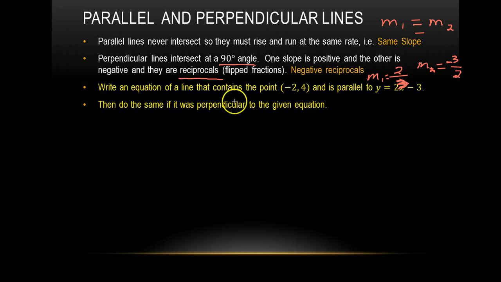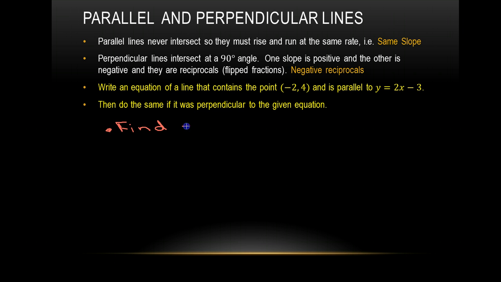Write an equation of a line that contains the point -2, 4 and is parallel to y equals 2x minus 3. So the first thing we need to do is find the slope of the parallel line. And the slope of this line is right here at 2. So we know that the slope that we will be using, because they're parallel, has to be the same slope. So I'm using m is equal to 2 for my line.